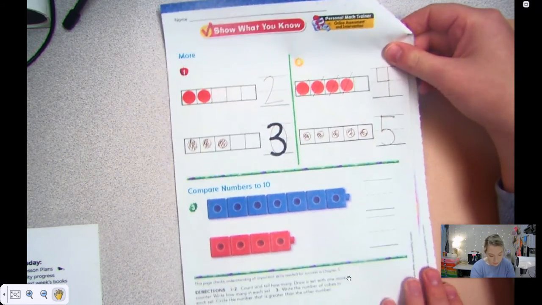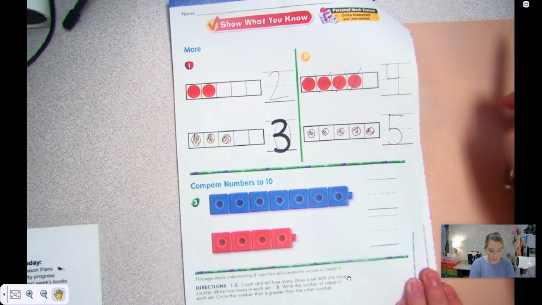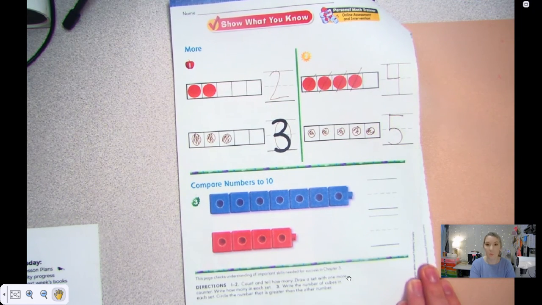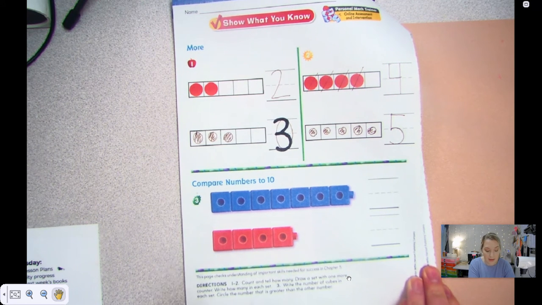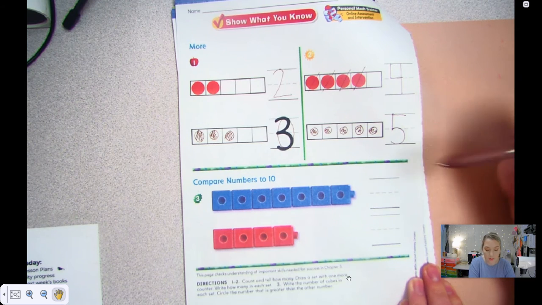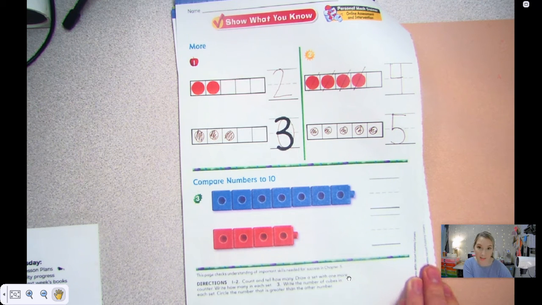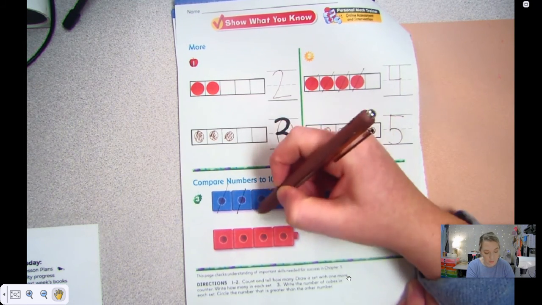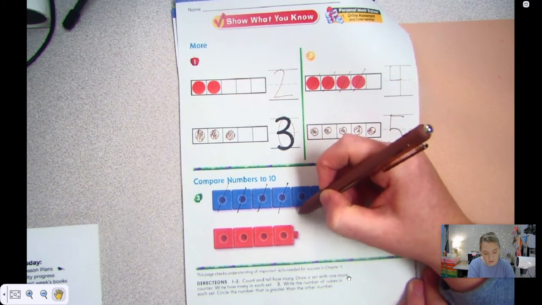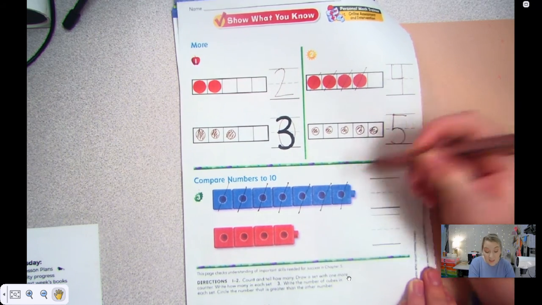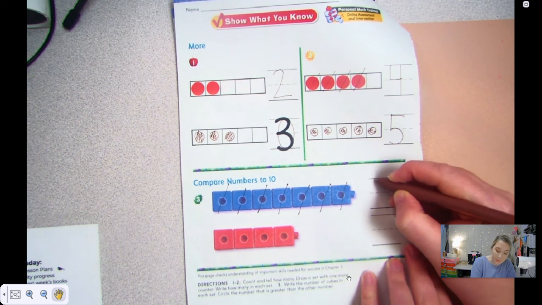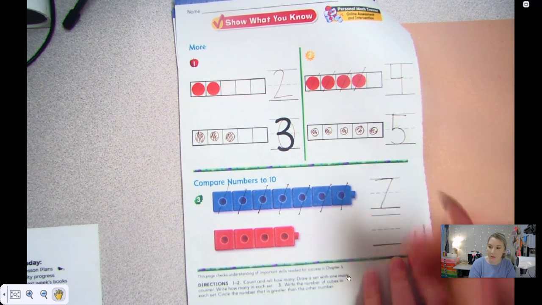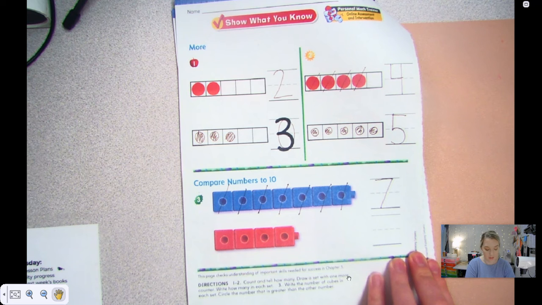It says write the number of cubes in each set. I want you to go ahead and do this. So pause the video, and I want you to count the number of blue blocks and then write it right here. Are you ready? Go ahead and pause it. Okay, I hope you've paused it. Let's see if you got it right. 1, 2, 3, 4, 5, 6, 7. Did you get 7? If you didn't, I want you to erase and correct. So I drew a 7 there.